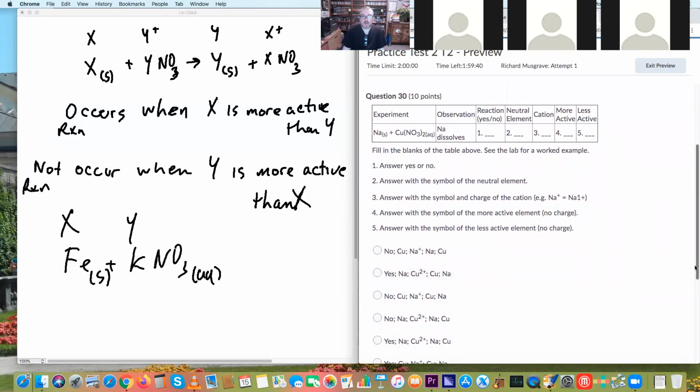Okay, so for this one, what do you think? Do you think there's a reaction or not there, Ashley? I have no idea, Dr. Musgrave. Okay. Well, you can tell by looking at the observation. If the observation is anything but no changes, then there's a reaction, Ashley. If there's no changes, there's no reaction. But if there is anything else in there, then you say yes. All right, so the answer there is yes.